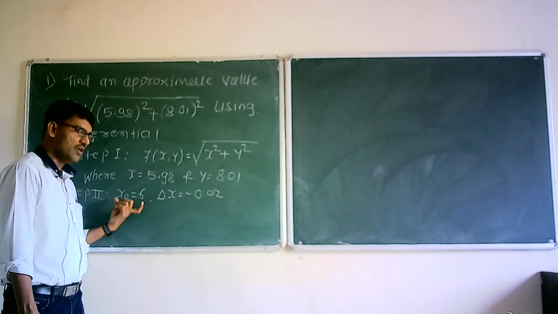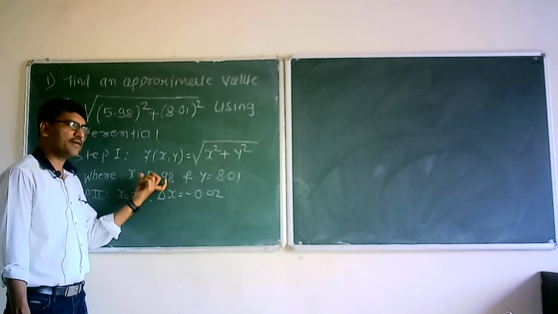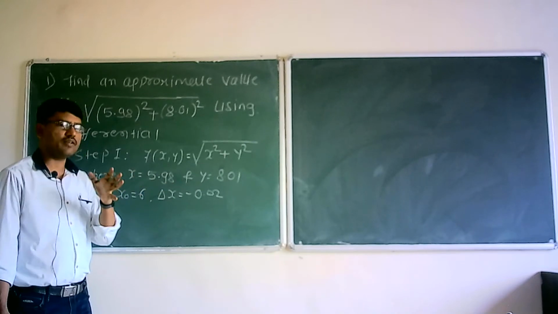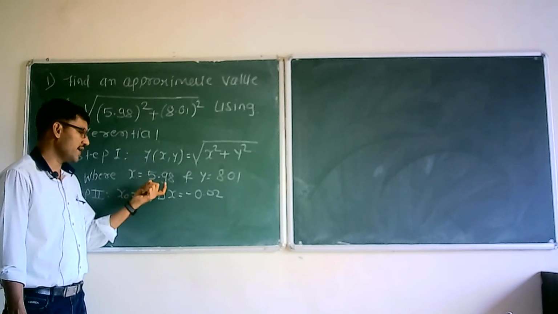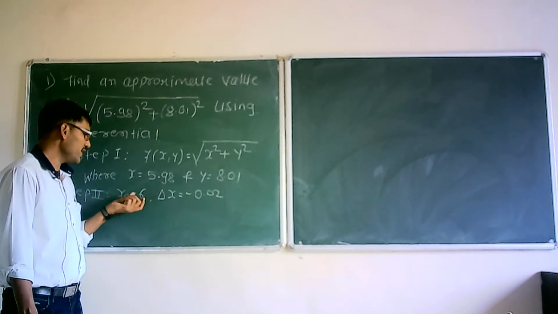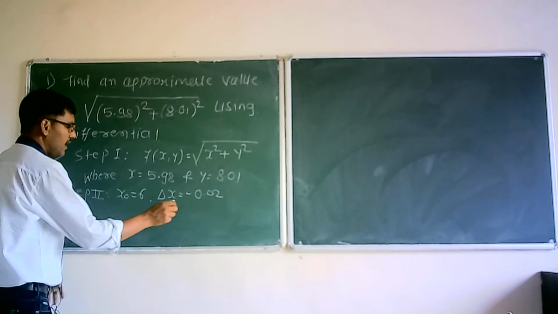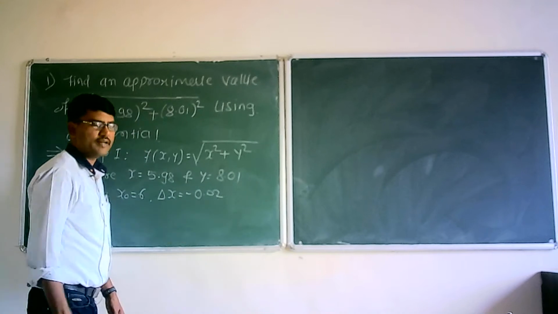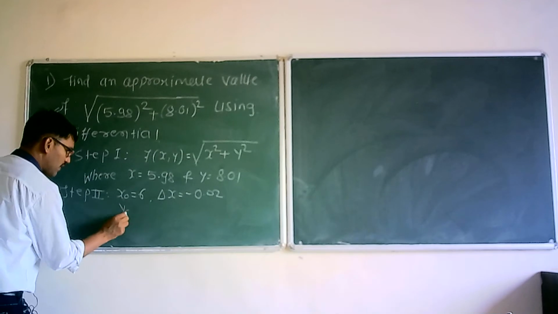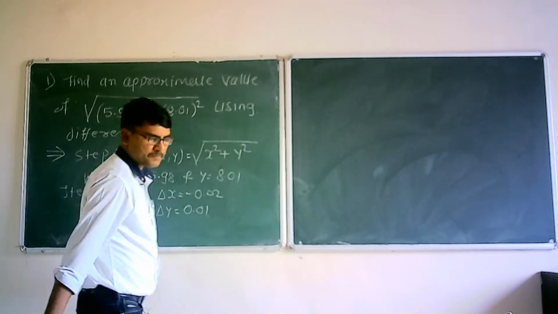I hope you understand how we selected this x0, because this number is very close to the integer 6. If we take x0 equal to 5, then the error is very large, because delta x will be 0.98, and in that case you will get more error. But if you select x0 equal to 6 and delta x minus 0.02, then the error will be less. Again, y is equal to 8.01, which is very close to 8 as compared to 9. So we select y0 equal to 8 and delta y equal to 0.01.